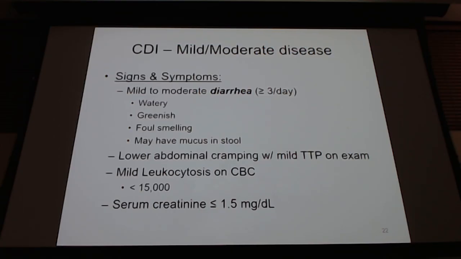So we see lower abdominal cramping, tenderness to palpation on exam, just all over, and we see a mild leukocytosis. What's normal for a white count? Below 12,000. So we're looking at 15 here. It's not going to be barely over the edge; we're typically going to see greater than 15. And then we're going to see a bump in the serum creatinine. I'll talk about that a little bit more in the next slide. Why does the creatinine go up?